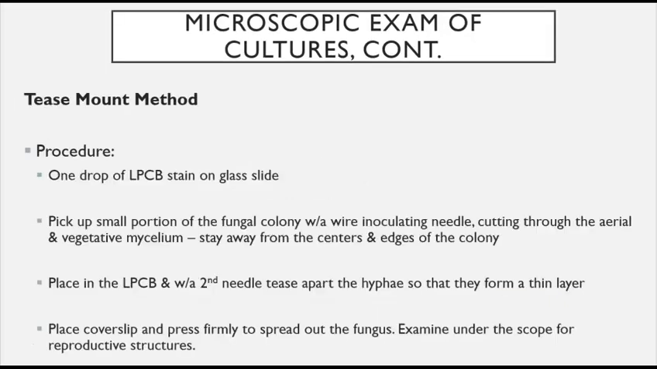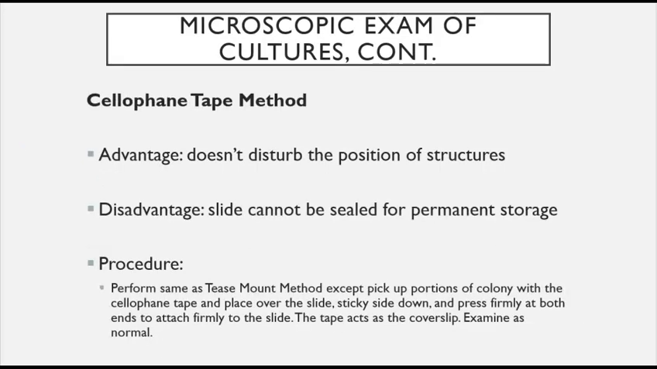For the tease mount method, use 1 drop of the lactophenol cotton blue stain on a glass slide. You pick up a very small portion of the fungal colony with a wire inoculation needle, cutting through the aerial and vegetative mycelium. You stay away from the center and the edges of the colony. You place it in the lactophenol cotton blue stain, and with a second needle you tease apart the hyphae so that they form a very thin layer on the slide. Then you cover slip and press firmly to spread out the fungus, and then you're able to examine under the scope for reproductive structures.